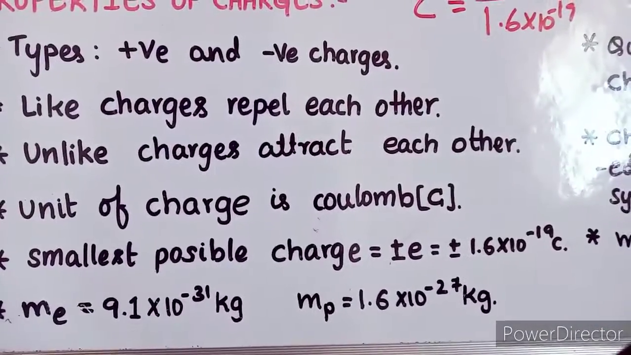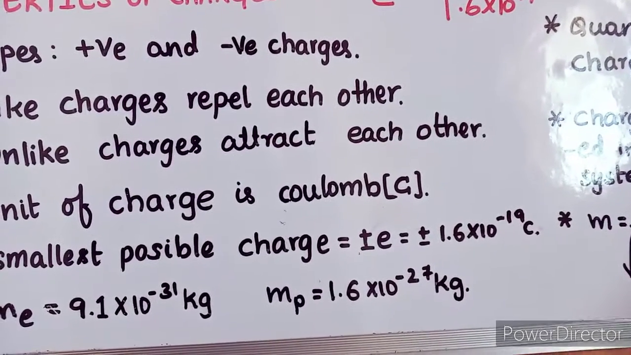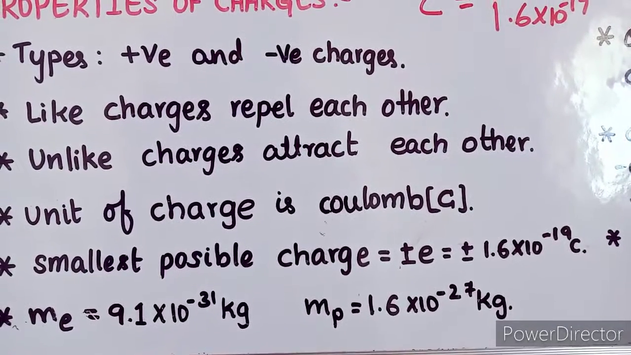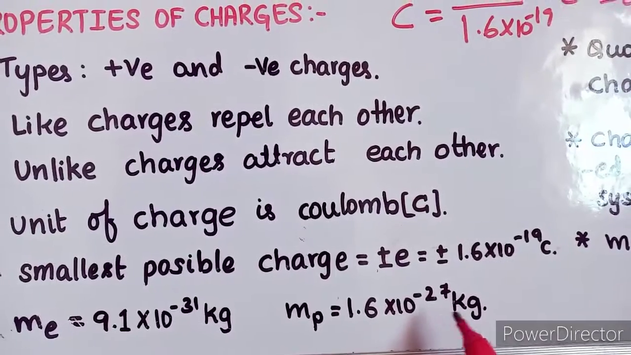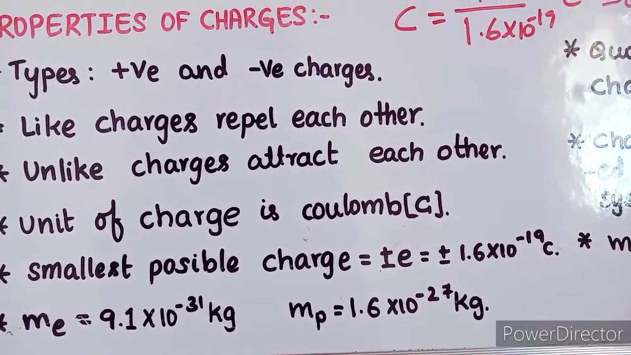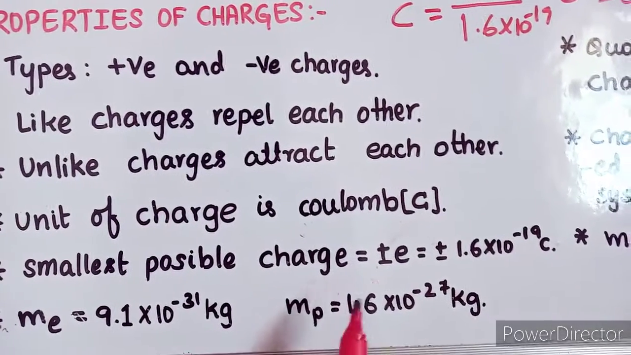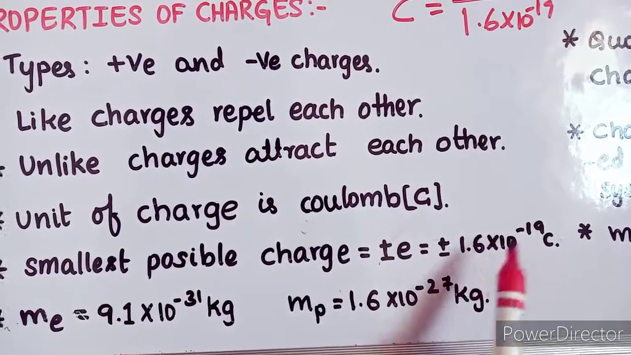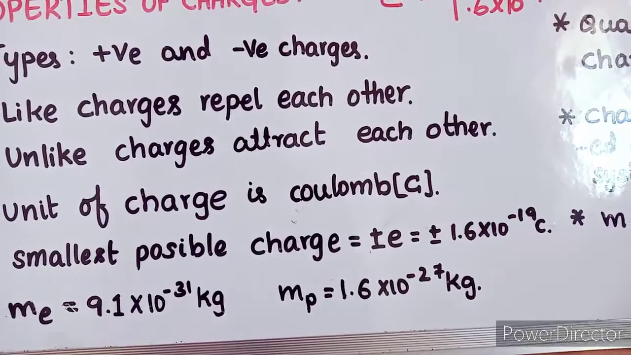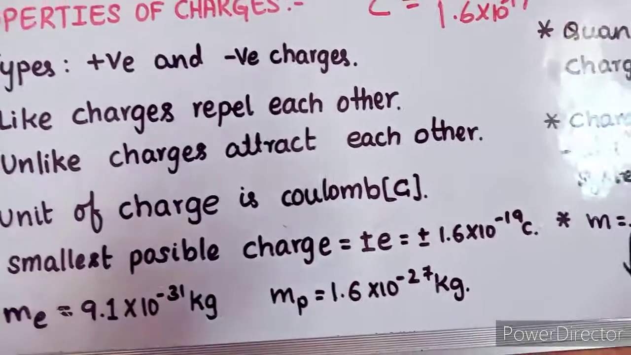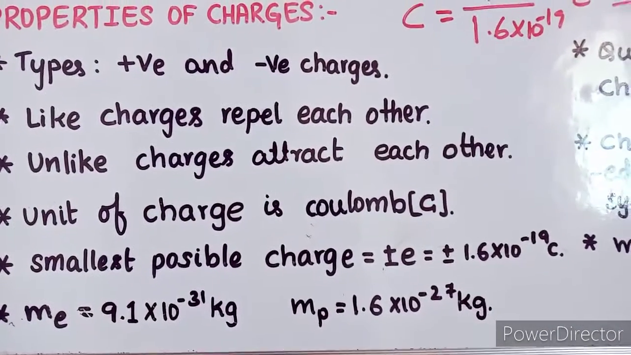Then the smallest charge available in the material is 1.6 × 10^-19 Coulomb. It cannot be less than that. Then the mass of the electron is equal to 9.1 × 10^-31 kg, and the mass of the proton is 1.6 × 10^-27 kg. Actually, the charges of the electron and the proton are the same but with opposite sign. The charge of the electron is minus e, equal to minus 1.6 × 10^-19 Coulomb, but the charge of the proton is plus 1.6 × 10^-19 Coulomb, because the electron is negatively charged and the proton is positively charged. But what about mass? The mass of the proton is almost 2000 times more than the mass of the electron.